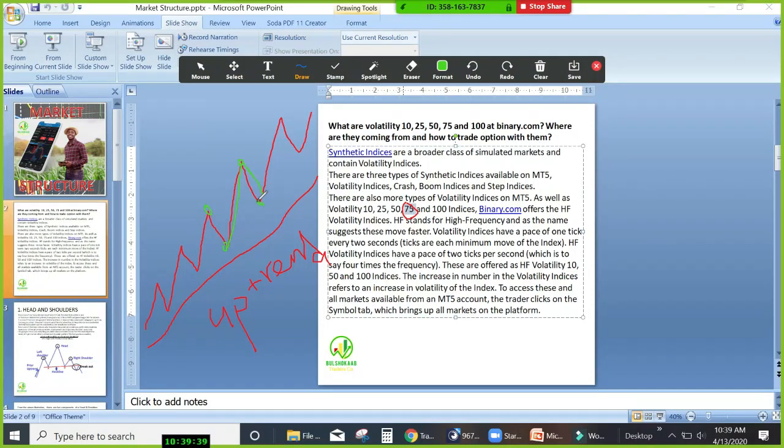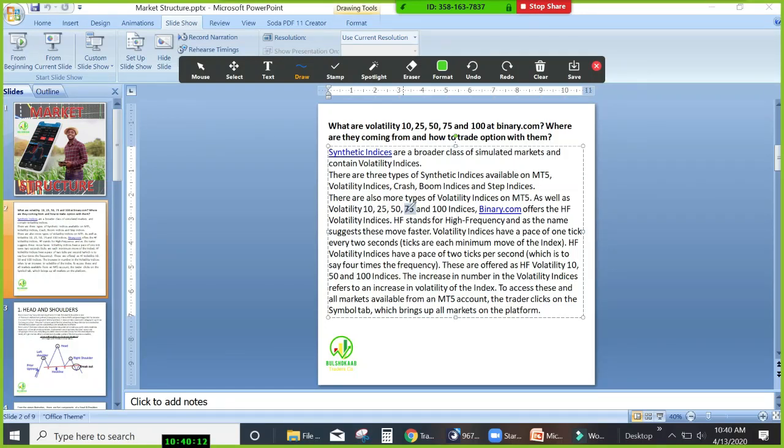And in here, we have increase. So, anytime you get a decrease, that means you get a signal which is a sell. Anytime you get an increase, you get a signal which is a buy. So the behavior of 75 is always uptrend. So that's what I'm just talking about, that every volatility has its own behavior.